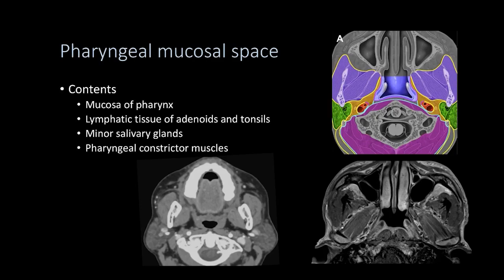So the pharyngeal mucosal space has this large sheet of mucosa, so this is going to be an important site for squamous cell carcinoma that arises from that pharyngeal mucosa. We also have a lot of lymphatic tissue in the adenoids and the lingual and palatine tonsils, so they can be affected by hypertrophy, infection, or lymphoma. We also have numerous minor salivary glands throughout the mucosa and submucosal spaces. And then we have the pharyngeal constrictor muscles, which form some of the boundaries of that mucosal space.